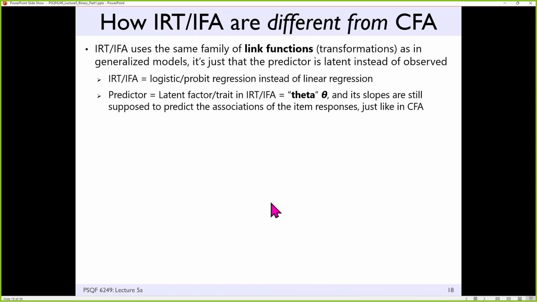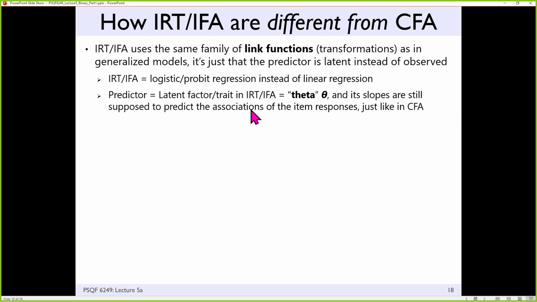So how they're different, then. Link functions. We're doing factor analysis on logits and probits. That's what we're doing. So logistic or probit regression, as opposed to linear regression. The latent trait has a new name, but its slopes are still trying to do the same thing. They're trying to predict associations of the items. But I'm using the word association to be more general, because in categorical data, covariance isn't really a thing in the same way. There's more to the story than that, but just understand that it's the same idea.